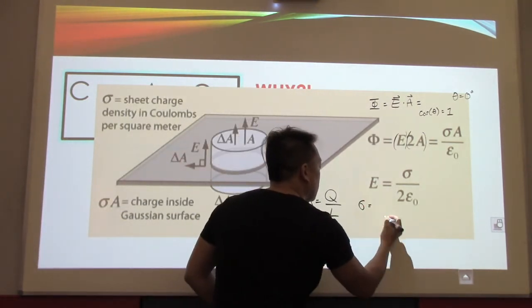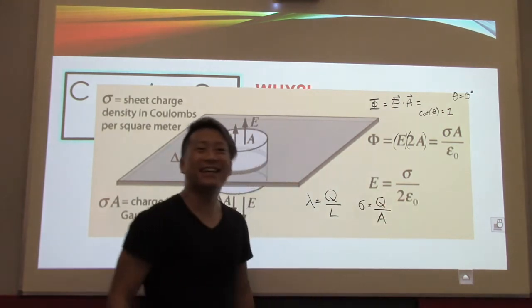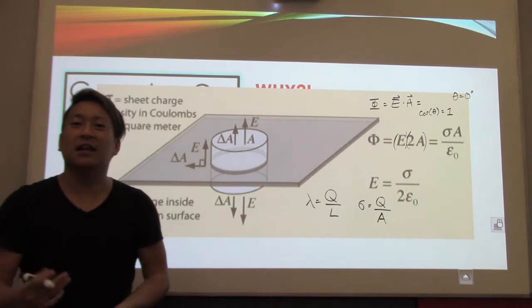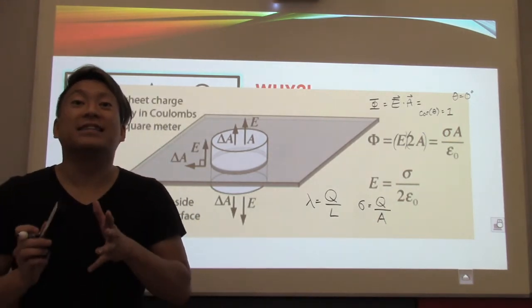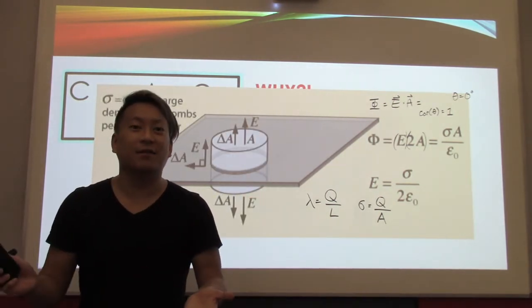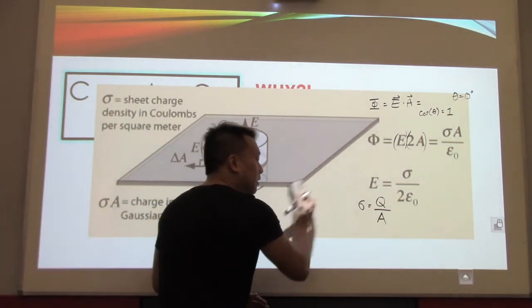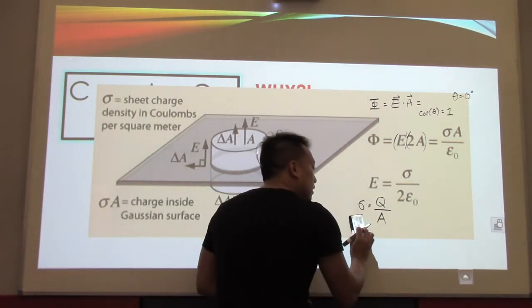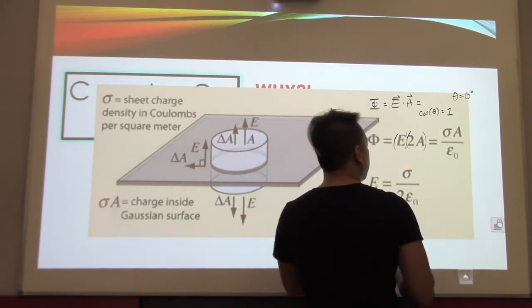Sigma equals the total charge per area. One more dimension. Eventually we're going to talk about the charge density per volume when we go to 3D. But we're doing the surface, that's why it's just 2D. So, we're not doing linear charge density anymore, we're doing surface charge density. Okay, so that's what this sigma is.